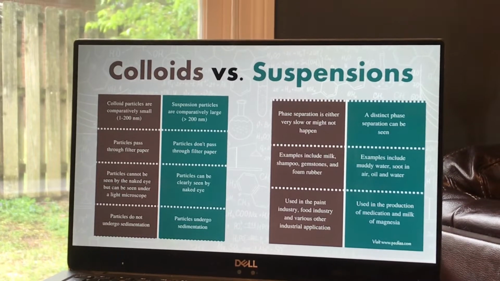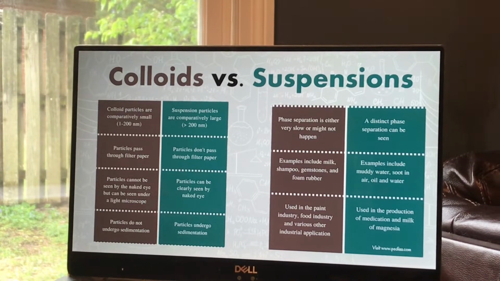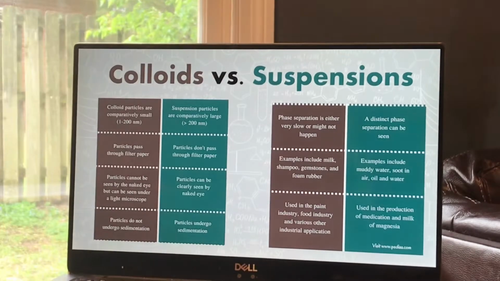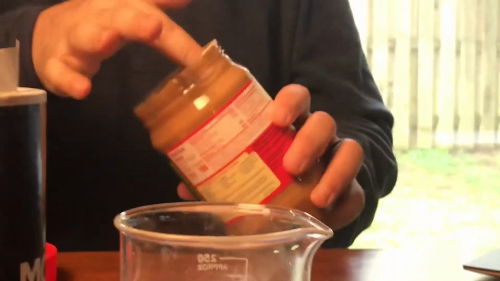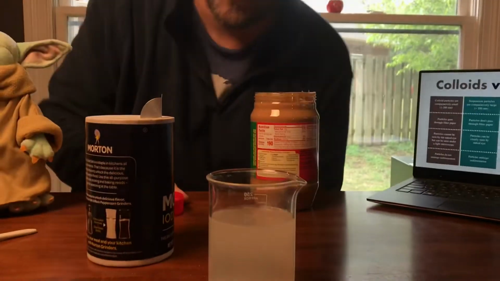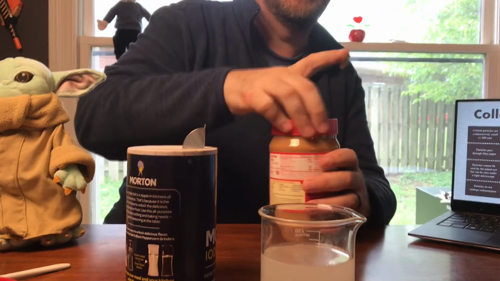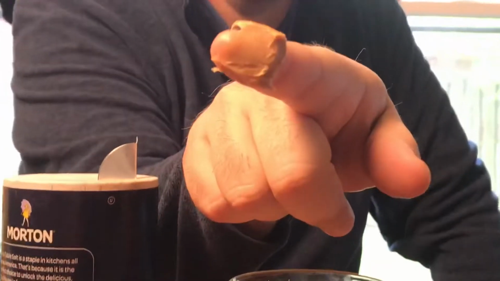Typically, colloid particles are small. They're so small, as a matter of fact, where's my peanut butter? They're so small. My hands are washed, by the way. They're so small that you can't tell that this is a mixture of a whole bunch of different things. Tasty, tasty different things.